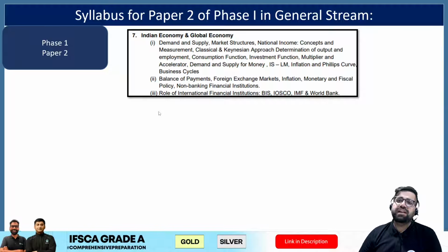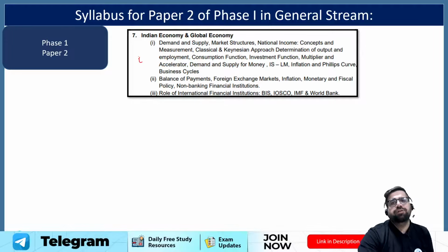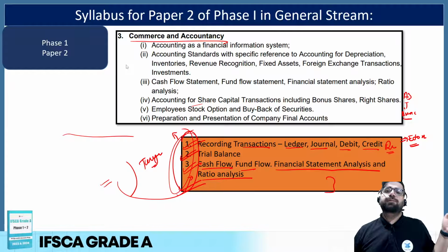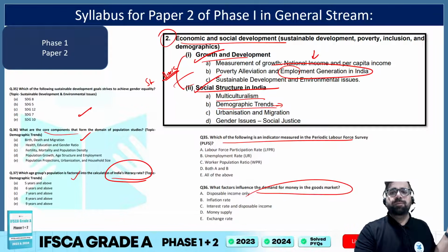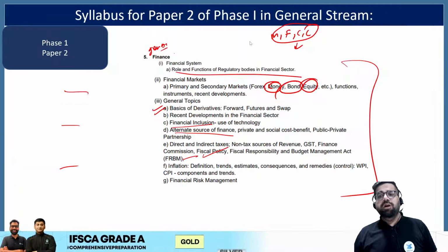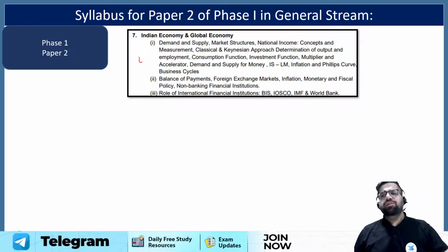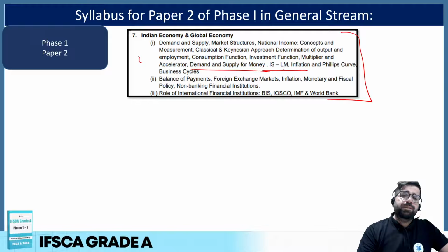Next, my friends, is Indian economy and global economy. Now over here you will see some technical topics of economics. Mind you, previously we saw economics and social development, which was over here, the second topic. But they have added another dimension of economics which goes by the name of Indian economy and global economy. So if you take my view, I would have avoided it because this is very, very technical, like the ISLM curve, demand and supply for money.